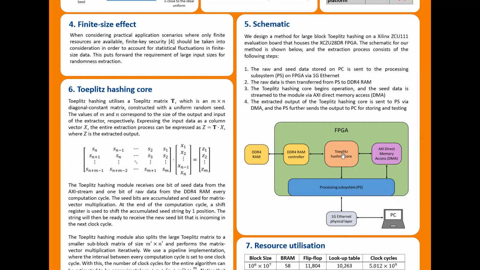The Toeplitz hashing call begins operation after the raw data is transferred to DDR4 RAM, which we will discuss in detail next. Finally, the output of the Toeplitz hashing call is sent to the processing subsystem via the AXI DMA, and then further sent to the PC via 1G Ethernet for storing and testing.